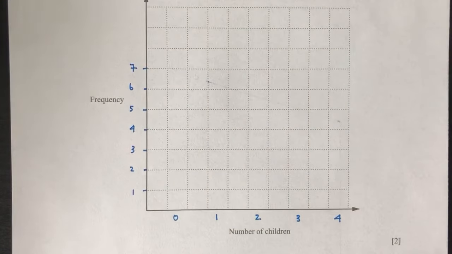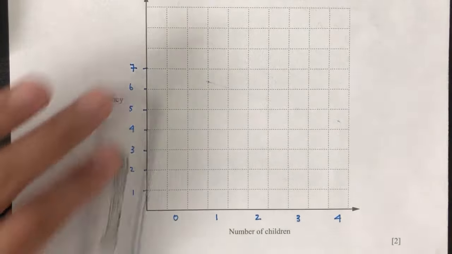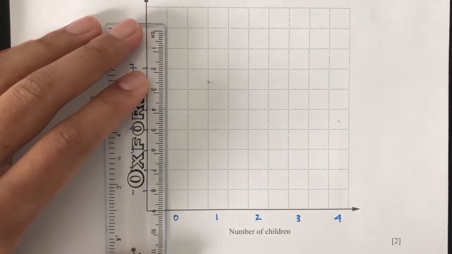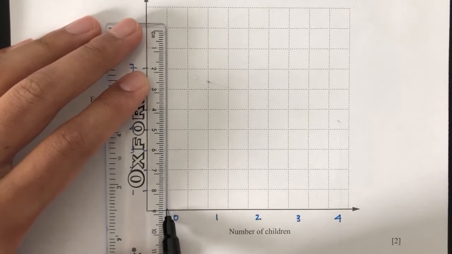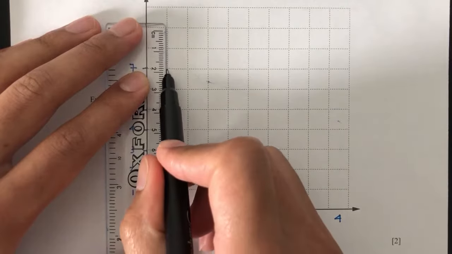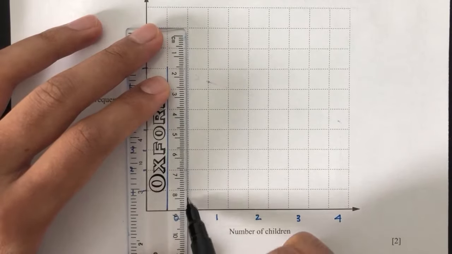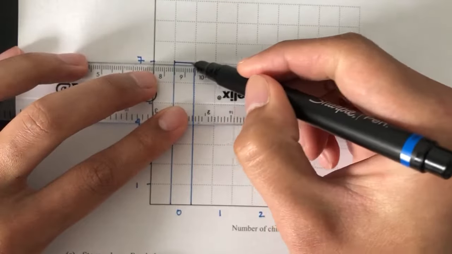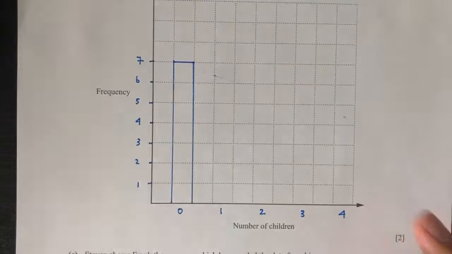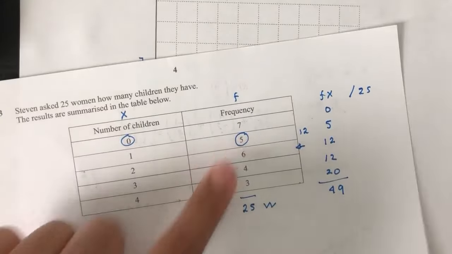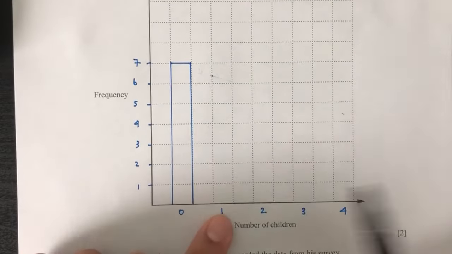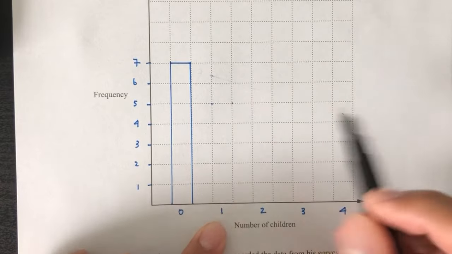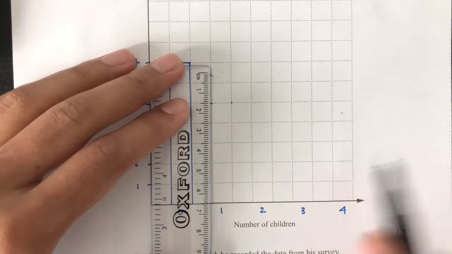Okay, so for the first group, the frequency is 7 for 0 children. That is from the table itself. It should be here and here. That's the first bar for 0 children. And for 1 child, the frequency is 5. So 1 will be 5. So let's join those two.